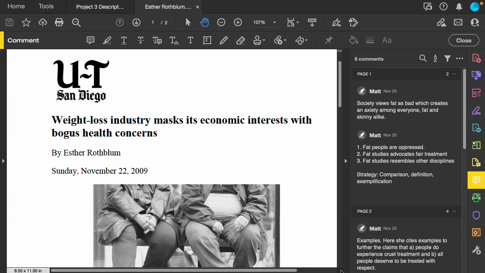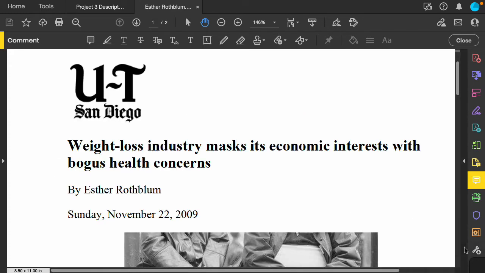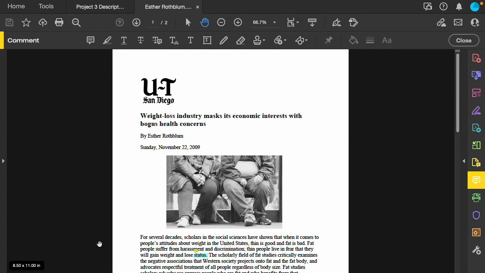All right, so in this example, we're going to read this brief article, Weight Loss Industry Masks Its Economic Interests with Bogus Health Concerns. Now, on the right of the document, I've included my notes, and every time I read something rhetorically, what I do, by the way, is I identify claims that are being made in each paragraph or each section, and then I note strategies that are being used, and that way I have a sense for not only what the author's trying to say, but how and why they're trying to say that. I recommend doing the same.